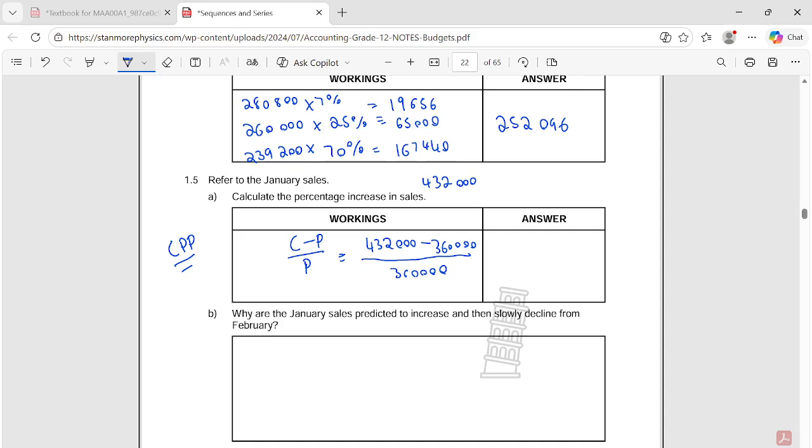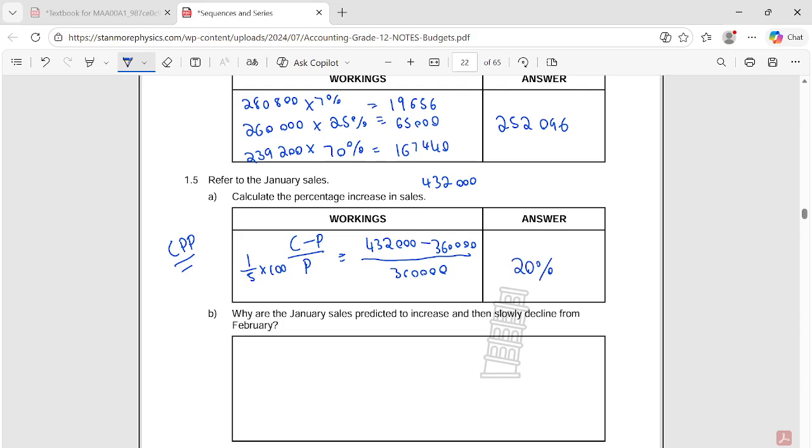I'm getting 1 over 5. So 1 over 5 multiplied by 100. So I must multiply by 100 on this whole thing, right? Please, the formula must have multiply by 100%. So I'm multiplying by 100. So I'm getting what? 20% increase percentage, right?